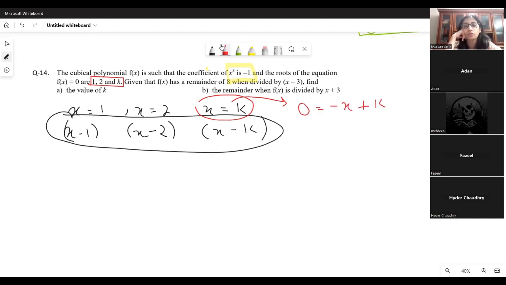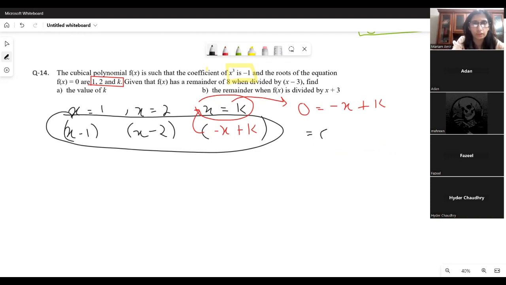So you can rewrite the final factor as minus x plus k instead of k minus x. It's the same thing. जब आप इसको expand करोगे, you will still get x equals k. और x minus k को भी expand करके x equals k ही आता है. So it's the same thing. Since we're told that the coefficient of x cubed is minus 1, we need to ensure that one of these has a negative x. Okay. So yes, now we equate it to 0.